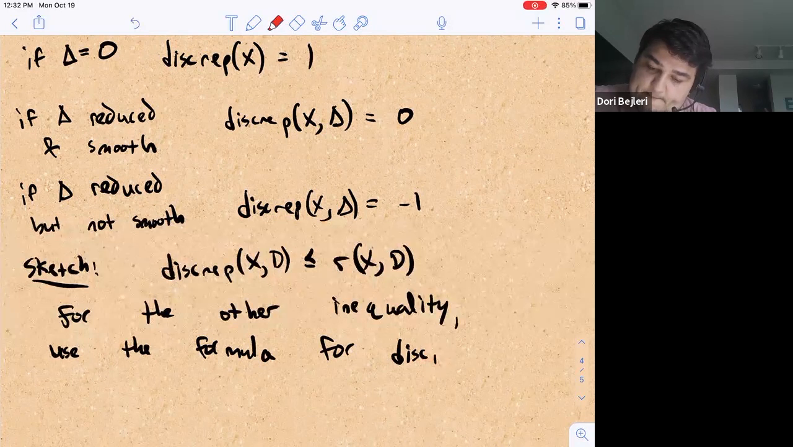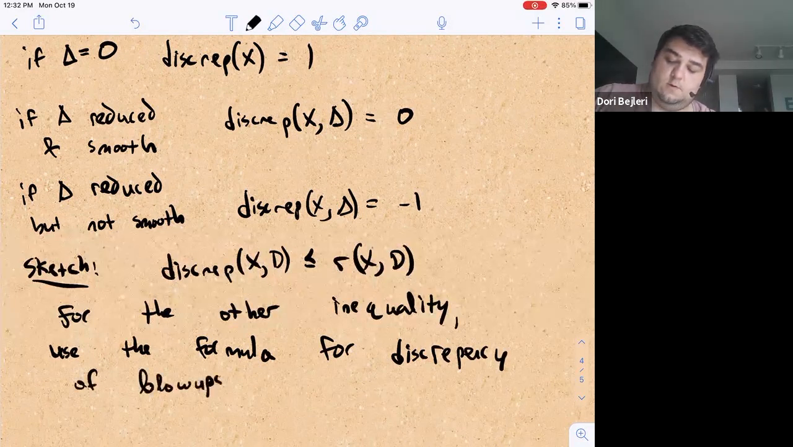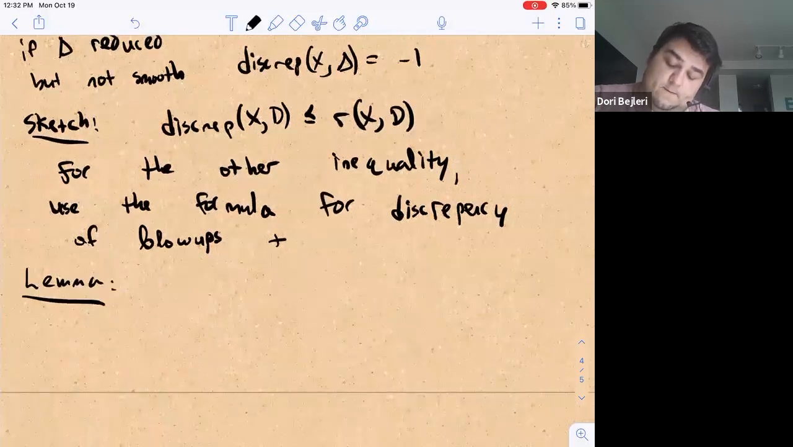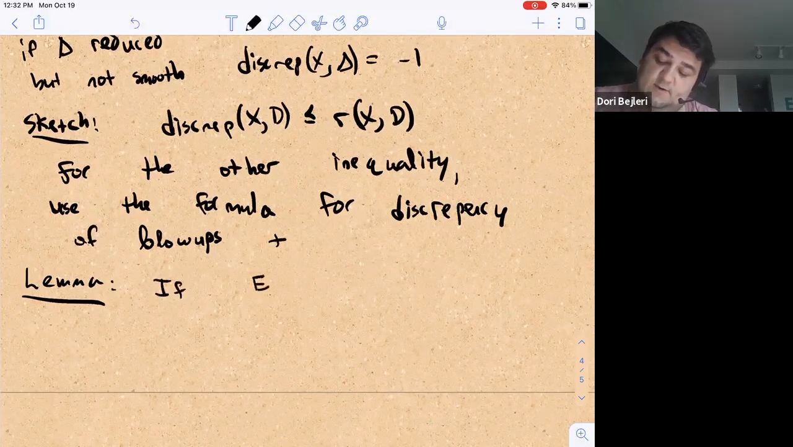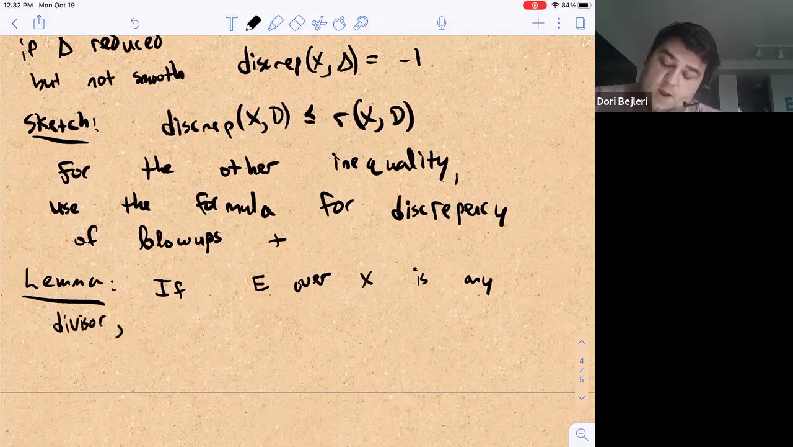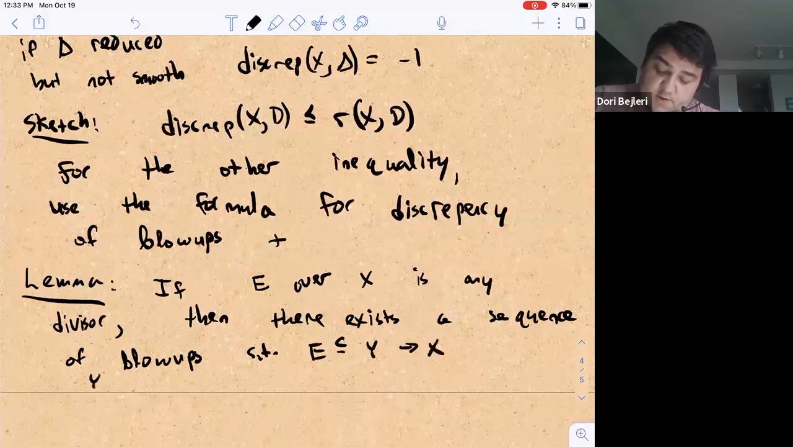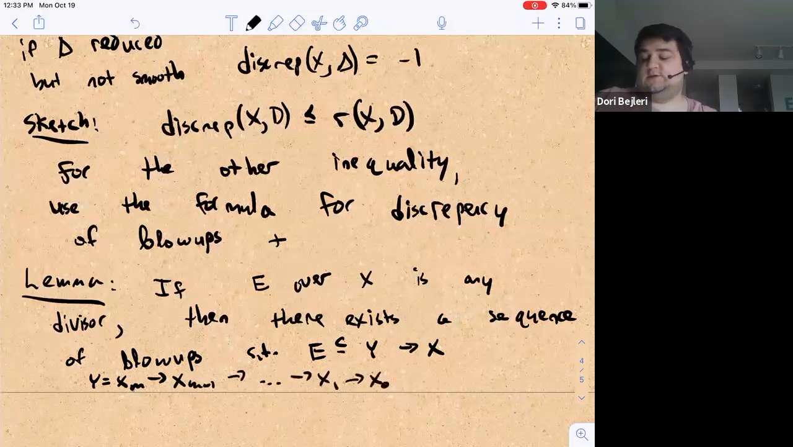Nope, that's not right. For discrepancy of blowups, and then the following fact, which I'll write as a lemma: if E is any divisor lying over X, then there exists a sequence of blowups such that E is a divisor in this Y. So it's this sequence of blowups, Y equals the last one, Xm to Xm minus 1, such that this E appears on this blowup.